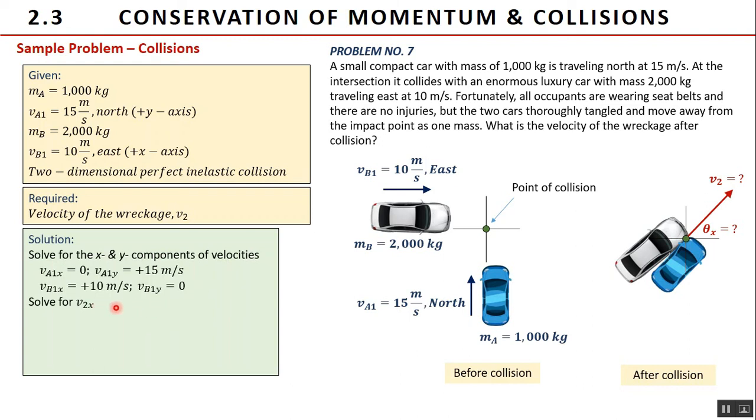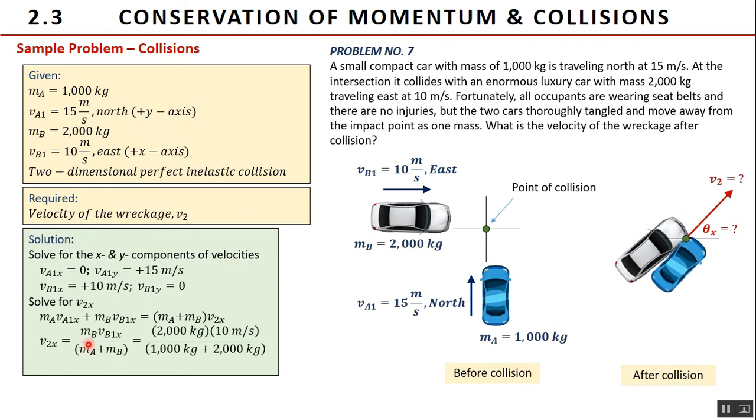We use the equation of conservation of momentum for perfectly inelastic collision. From this equation, we solve for v2x. That is mb times vb1x, all over the sum of masses, ma plus mb. Substituting the given information, v2x is positive 6.67 meters per second. Since this is positive, therefore v2x is towards east, same as the direction of car B before collision.